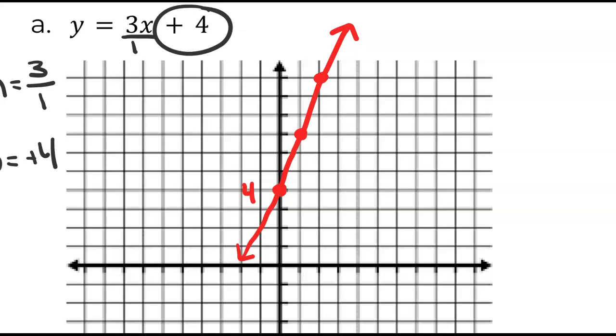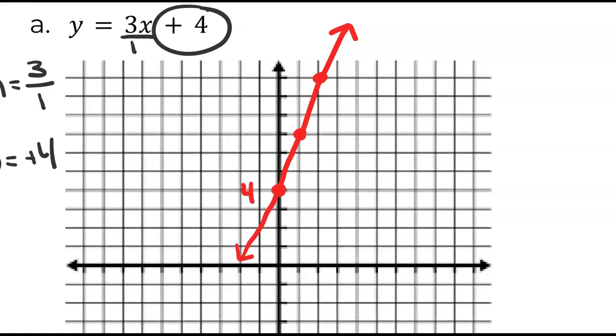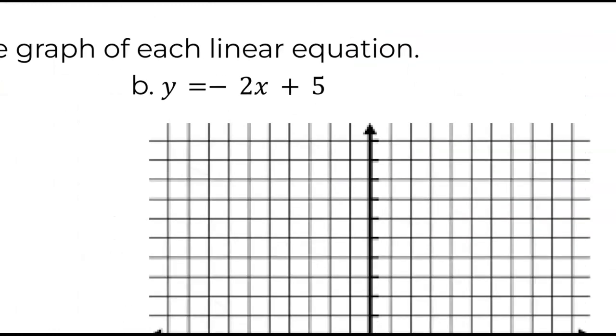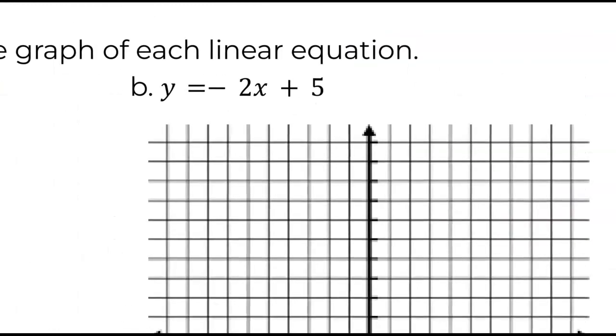And that's kind of just all we're doing. So we'll look at the next one. And now it's negative 2x plus 5. So this negative 2 is our slope, and that's a whole number. So we're going to put it over 1 and say, okay, well, our slope now is negative 2 divided by 1. So we're going down 2 and over 1.